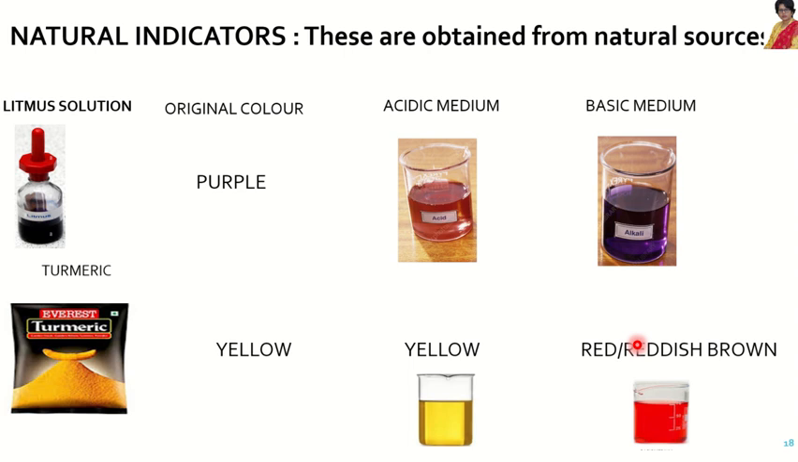Many times you have seen, suppose some turmeric or any curry fell on your t-shirt, and if you wash it with soap it will change into red color. Why? Because soap is a base, which will turn the yellow color into reddish brown color.